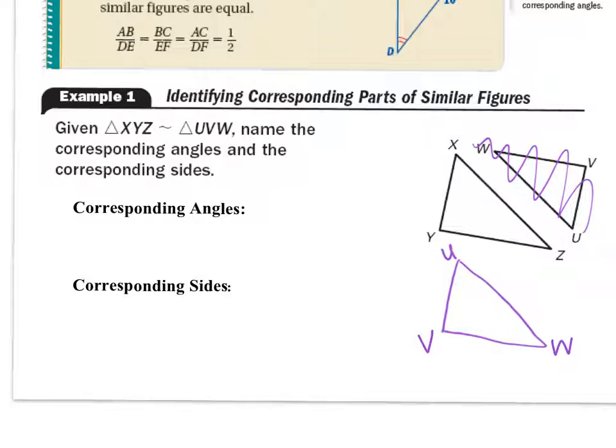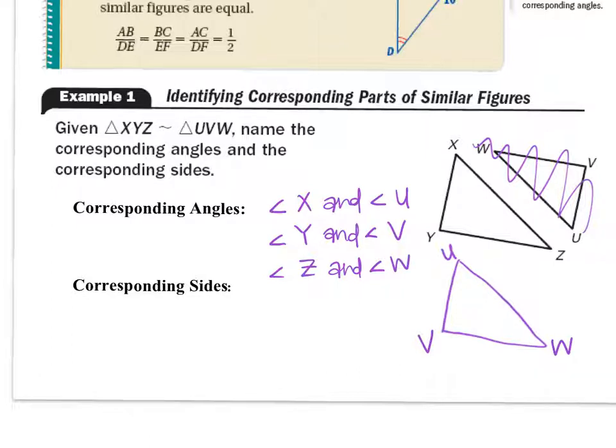So now we're ready to list the corresponding angles and sides. When we list angles and sides, it is super, super important that we use the correct symbols as well as match those correct letters. So the first pair is that angle X and angle U correspond. We can also say that angle Y and angle V correspond, and last angle Z and angle W correspond.